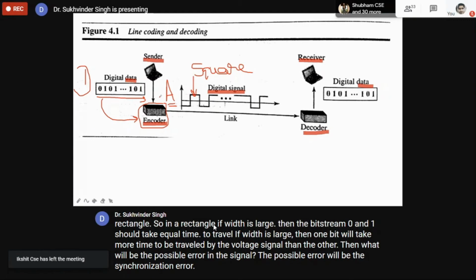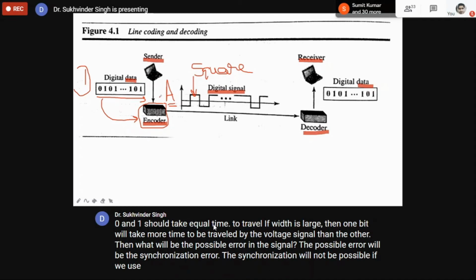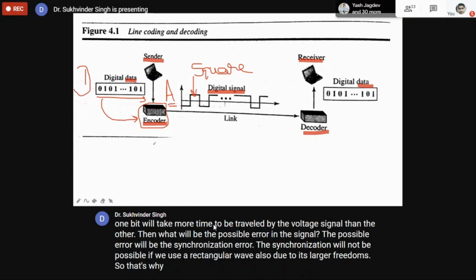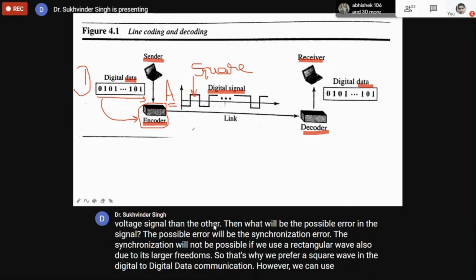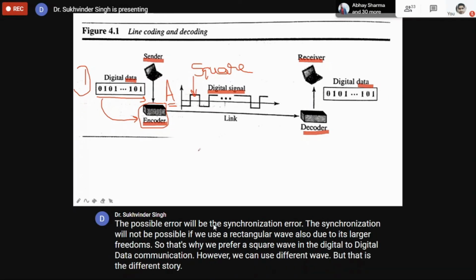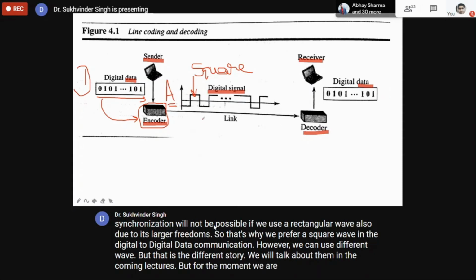Synchronization will not be possible if we use a rectangular wave, due to its larger width. That's why we prefer a square wave in digital to digital data communication. However, we can use different waves, but that is a different story. We will talk about them in the coming lectures. But for the moment, we are using a square wave.